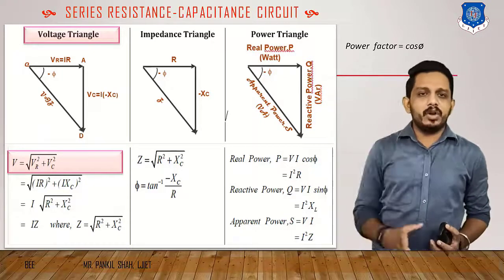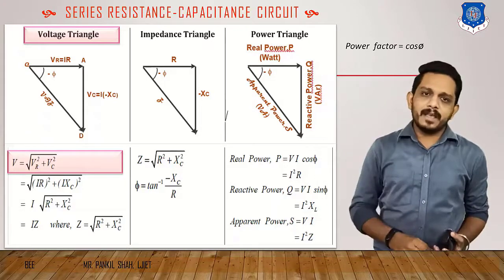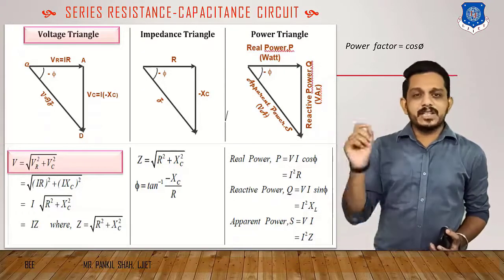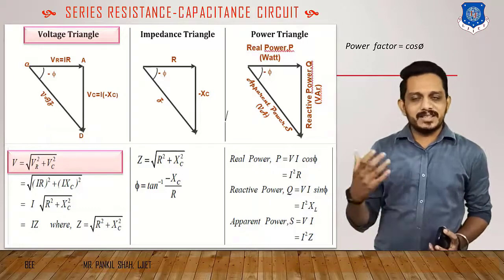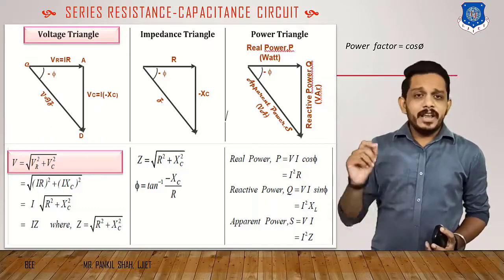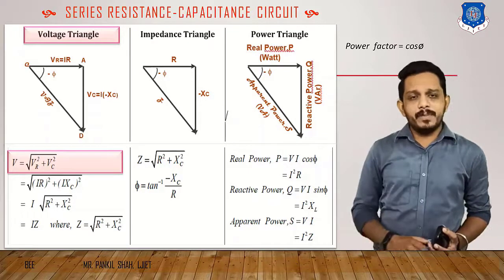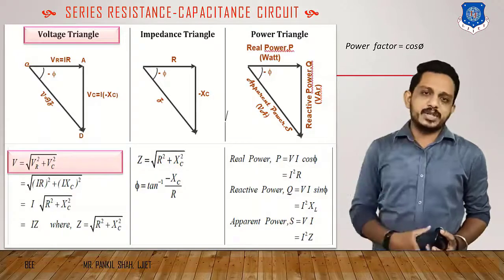Let's put the equation of these three voltages as VR equals IR, VC equals I into XC, and V equals I into Z, where Z is the impedance of that series RC circuit. So if we apply Pythagoras to this voltage triangle, then V equals under root VR square plus VC square.